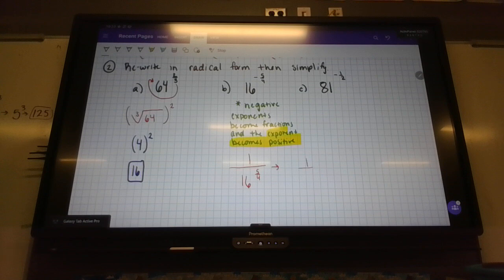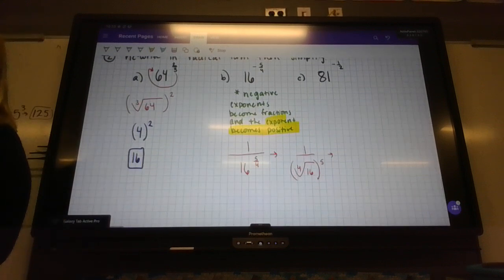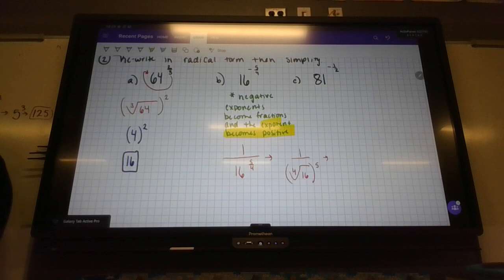And then I'm going to rewrite this as the 4th root of 16 to the 5th. And I don't know the 4th root of 16. Maybe I'll look at a list. Oh, it's not on the board. So I have to think about every number raised to the 4th power. So 1 to the 4th is 1. 2 to the 4th. Oh, that's 16. 2 to the 4th is 16. So this is actually 1 over 2 to the 5th, which is 1 over 32.